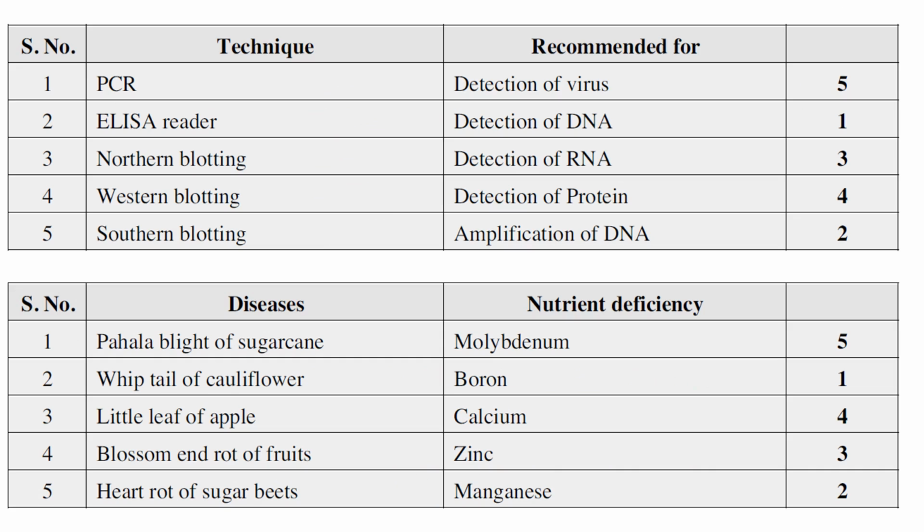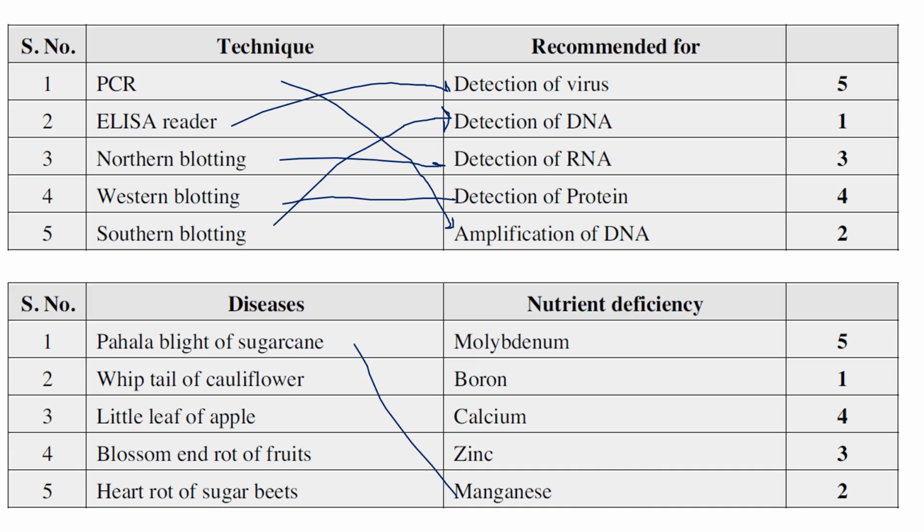The next one is the technique which is recommended. PCR technique is generally used for amplification of DNA. ELISA reader, detection of plant viruses. Northern blotting, detection of RNA. Western blotting used for detection of protein. Southern blotting used for detection of DNA. Next one, nutritional disorders here. So Pala blight of sugarcane, manganese deficiency; whiptail of cauliflower, molybdenum deficiency; little leaf of apple, zinc deficiency; blossom end rot of fruits, calcium deficiency; heart rot of sugar beets, boron deficiency.